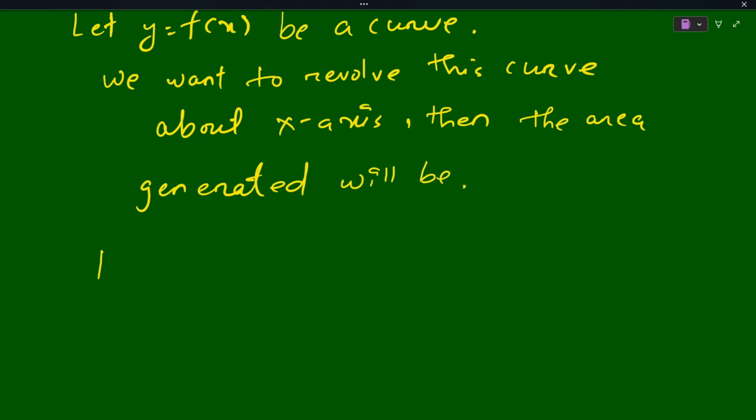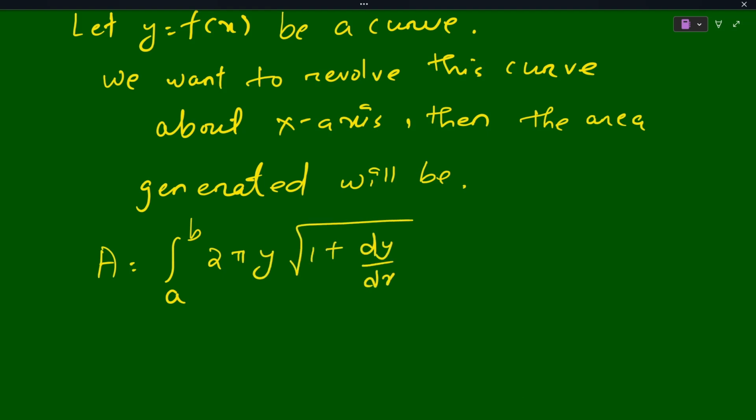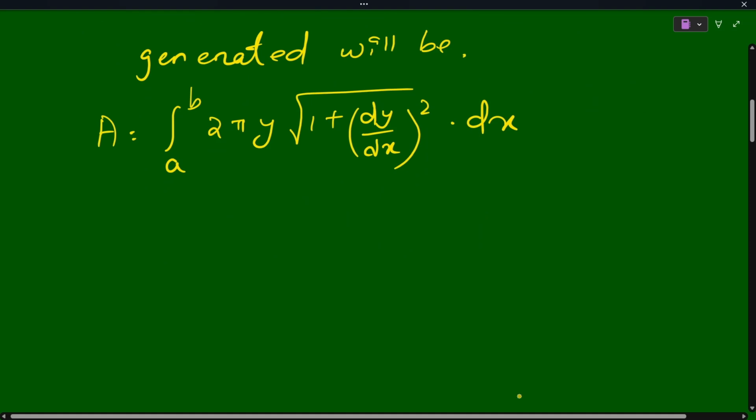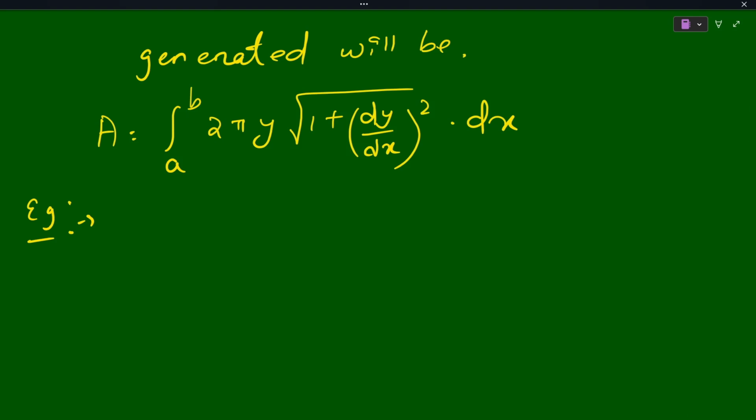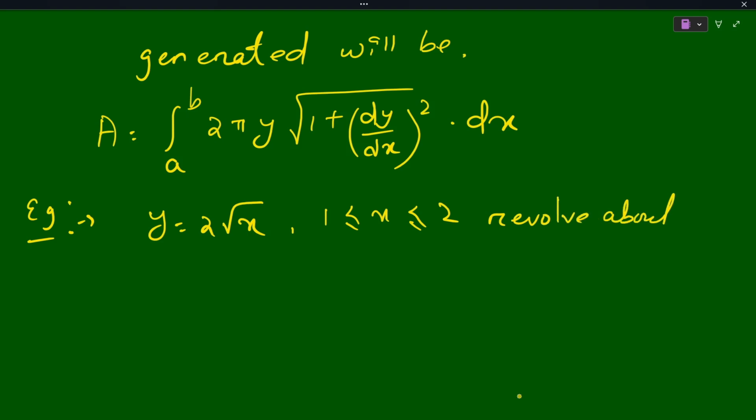A equals the integral from a to b of 2 pi y times the square root of 1 plus (dy by dx) whole squared, into dx. So all you have to do is find the value of y, which is already given, and dy by dx. Okay, let's take an example. Let y equal 2 root x be a curve, and the limits of x are from 1 to 2. Suppose we revolve it around the x-axis. Then let's find the area thus generated.